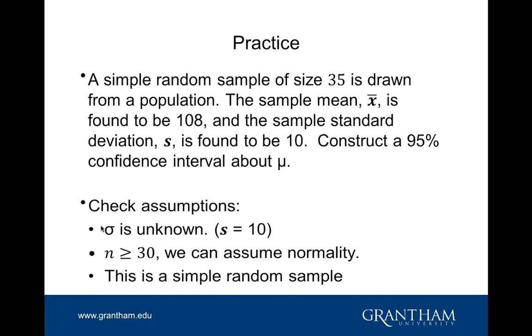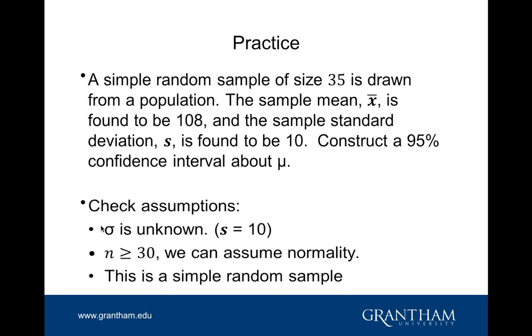Now, what is different between this problem and the problems that we have done in the past? In this problem, they don't give us sigma, the population standard deviation. Instead, focus on the fact that they're giving you the sample standard deviation. Here, it's called s, not sigma. And this s is equal to 10. Because we don't know the population standard deviation, the first requirement has been met.